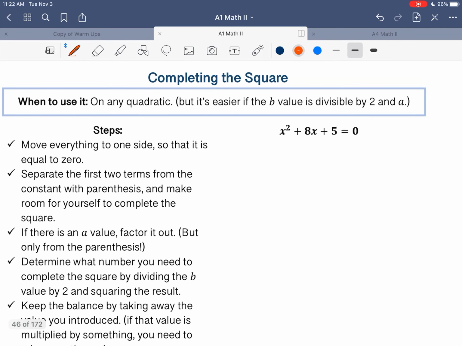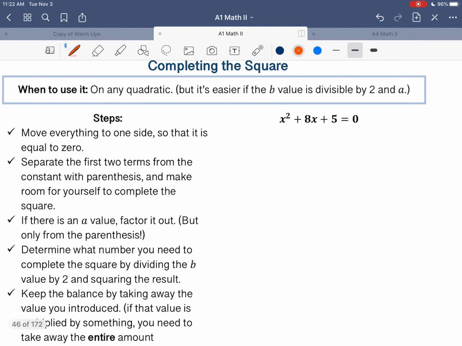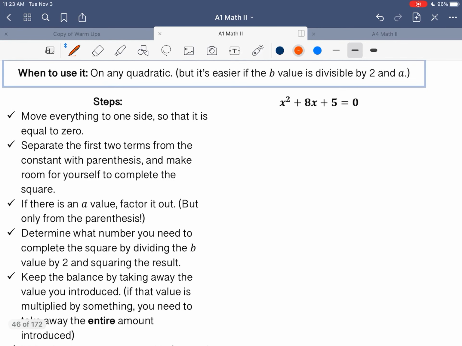Again, the steps are on the left, so hopefully you can follow those if you get confused later. Again, move everything to one side so that it's equal to 0, so we have an a, b, and c term. Our job here is to separate the first 2 terms from the constant with parentheses and make room for yourself to complete the square. So what we're going to do is make a perfect square out of these first 2 terms. In order to give ourselves room for that, I'm going to move it over, leave a little space so I can complete the square, and then I'll just leave plus 5 over here. So I'm just leaving myself a lot of room.